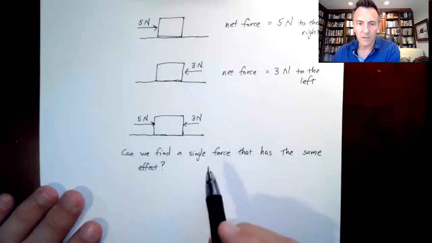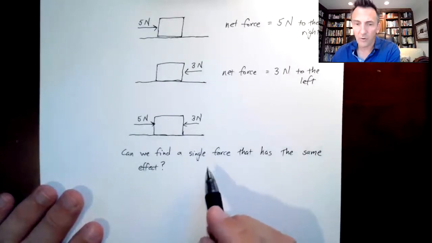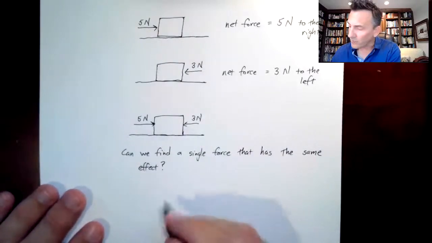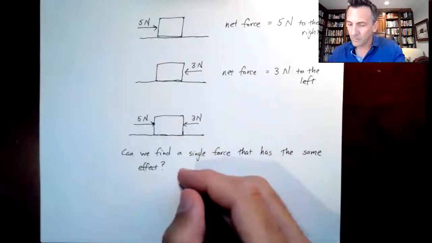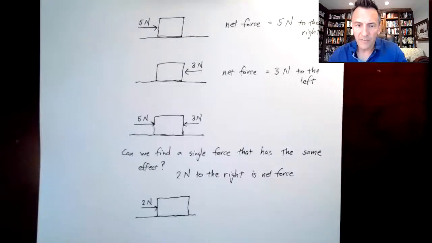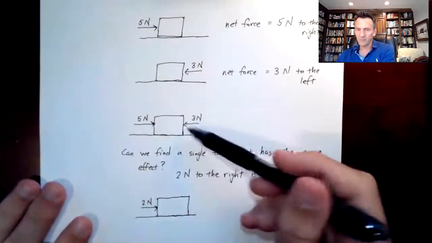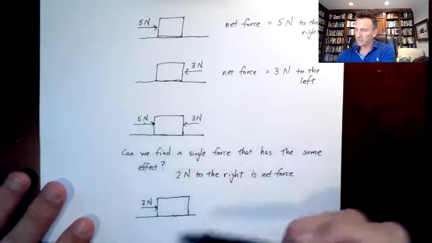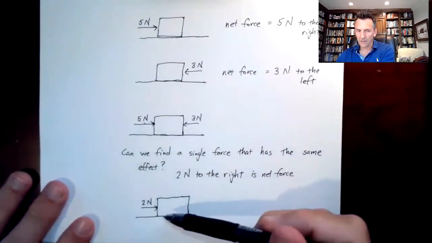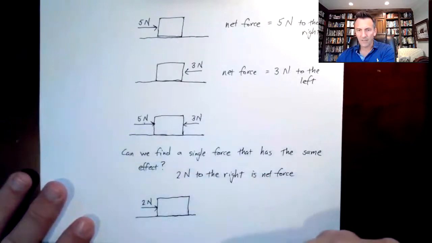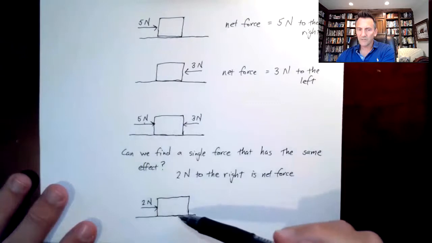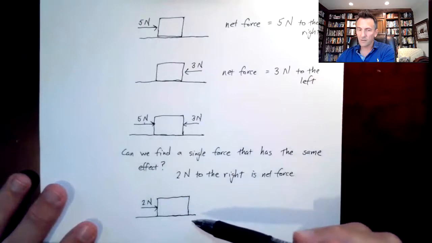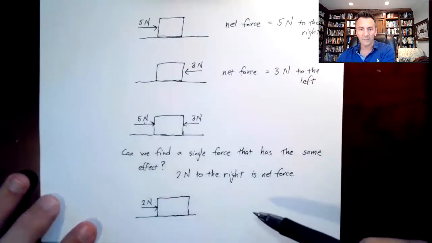This could be figured out experimentally. And if this were a physics lab course, I would actually have you do this experiment. But the answer turns out to be that the net force is 2 newtons to the right. Which means if we examine the motion of a box being subjected to these two forces, 5 newtons to the right and 3 newtons to the left, and compare that to a box being subjected to a single force of 2 newtons to the right, then we'll see that these two boxes have the same motion. These two situations are indistinguishable as far as the motion of the box is concerned. Therefore, the 2 newtons to the right is the net force.